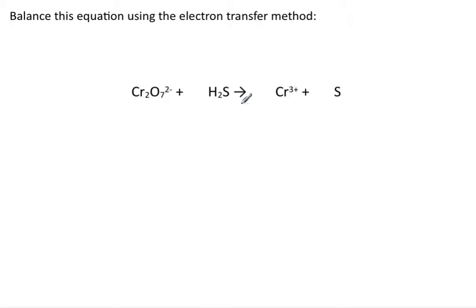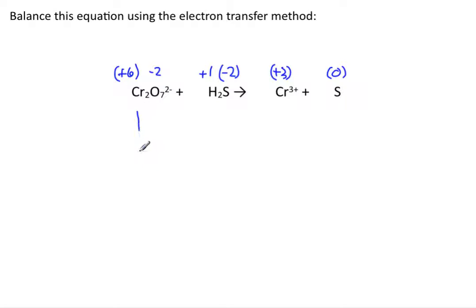Okay, so this one is a little bit different, but we'll deal with it the same initially. So here we have dichromate plus hydrogen sulfide yielding chromium-3 and sulfur, atomic or elemental sulfur. So assign oxidation states: -2 for oxygen, +6 for chromium. You should realize by now chromium is often +6, +1 for hydrogen. That makes sulfur -2. Chromium-3 is +3, and sulfur, elemental sulfur, is 0.